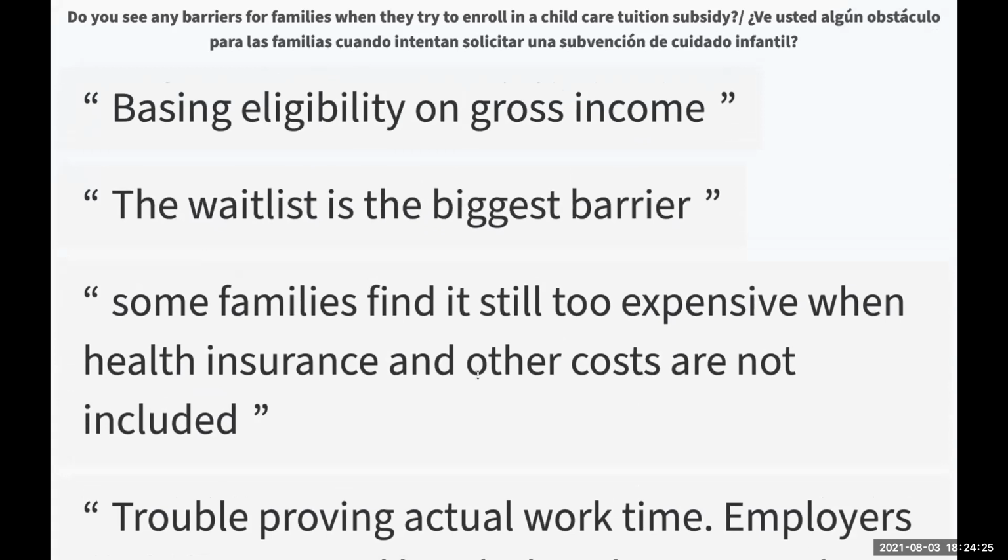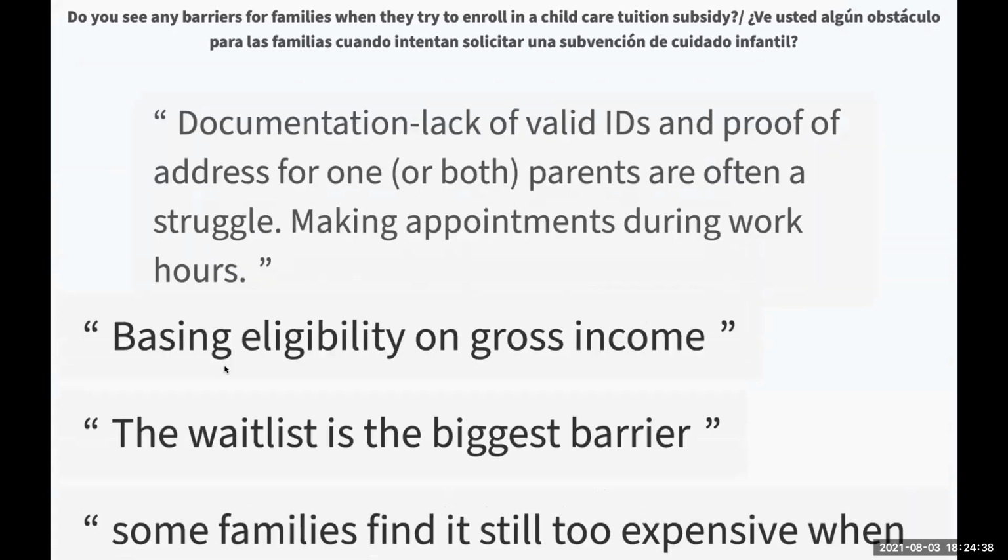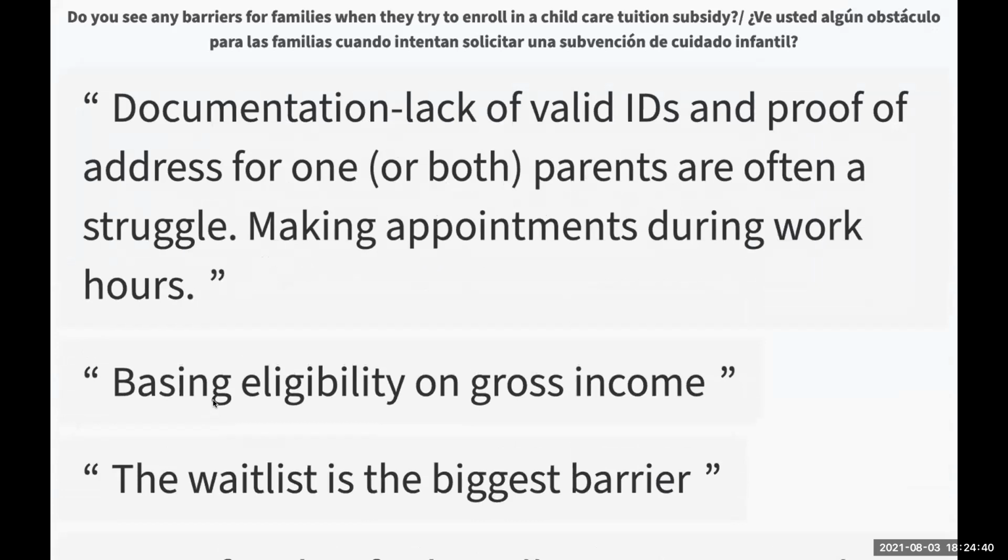A similar income point, basing eligibility on gross income, so not taking into account those other costs that a family might have. So documentation, lack of valid IDs, proof of address for one or both parents are often a struggle, as are making appointments during work hours. So try to make sure that we have different appointment hours on nights, on weekends, and things that can help parents. Jimena, we have another comment in the chat if it's possible to translate.